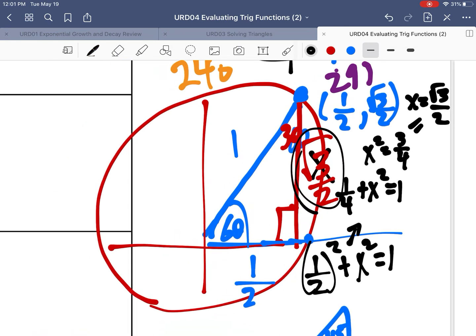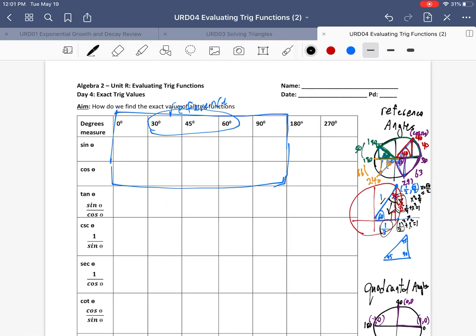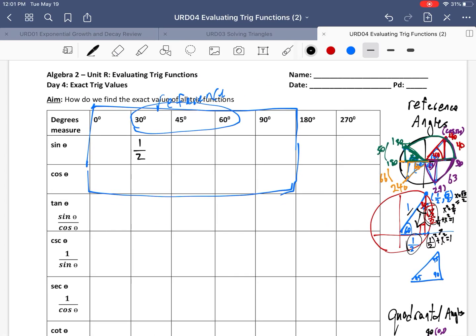And this number, radical 3 over 2, and this 1/2 are going to determine a lot of the values in this problem. So because the hypotenuse is 1, the sine of 30 will be 1/2 divided by 1, or 1/2. So the sine of 30 is going to be 1/2.